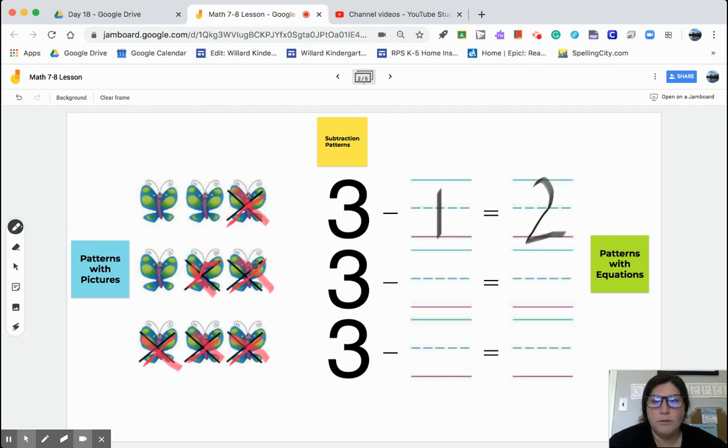Okay, now let's look at the next one. Again, our whole remains 3, and then we're taking away 2, which equals 1. Now the last one is 3, and then we're taking away all 3, and then that equals 0.